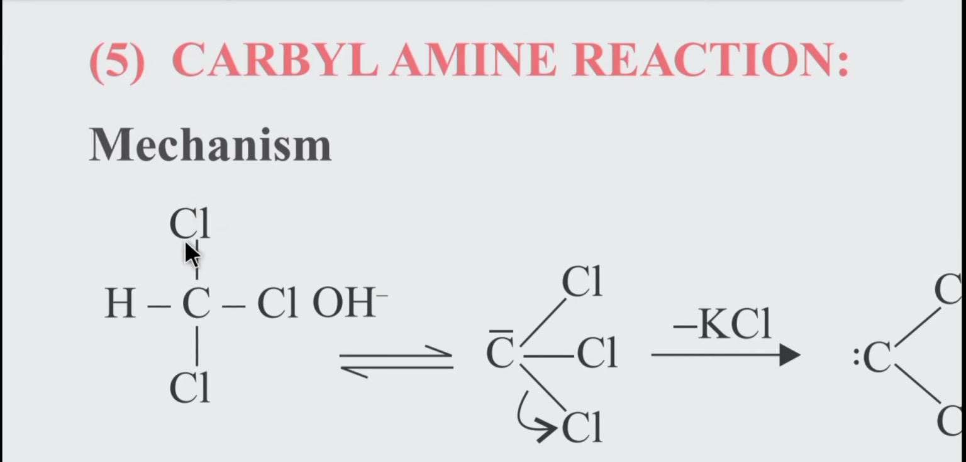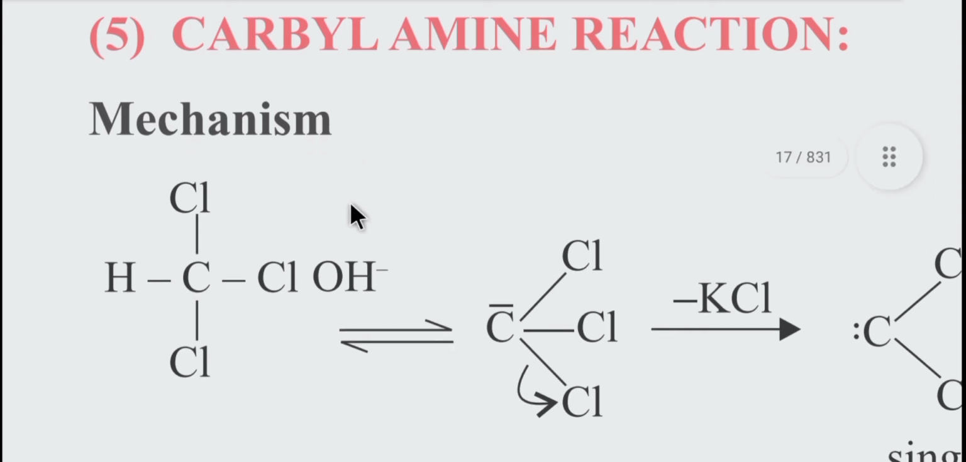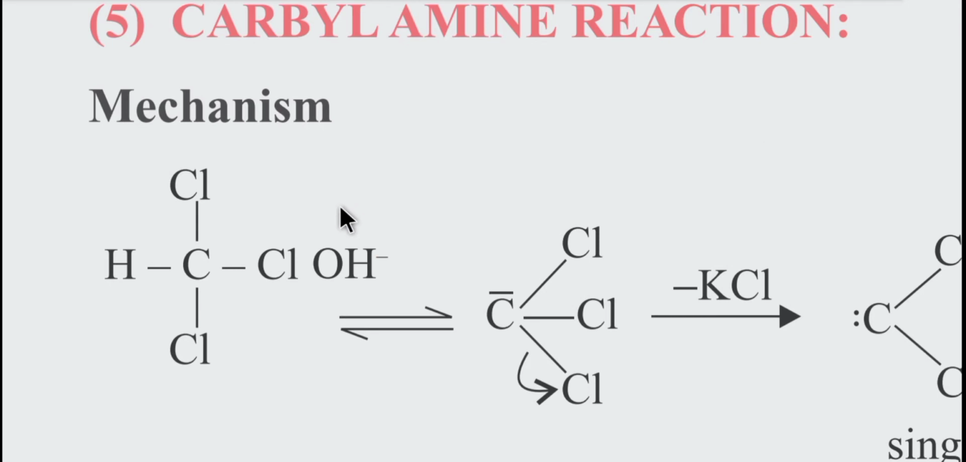Here is chloroform, CHCl3, the structure of chloroform. In this reaction a strong base will be used, like KOH or NaOH. KOH is a very strong base, so KOH will be used in this mechanism. After dissociation of KOH, K plus will be produced, and OH will be generated as OH negative.